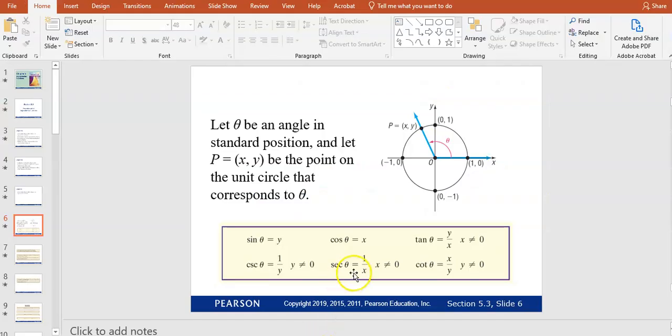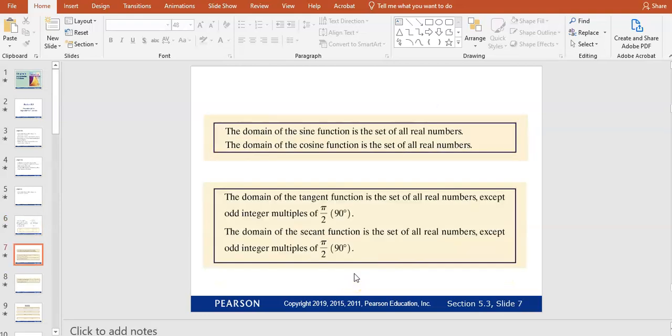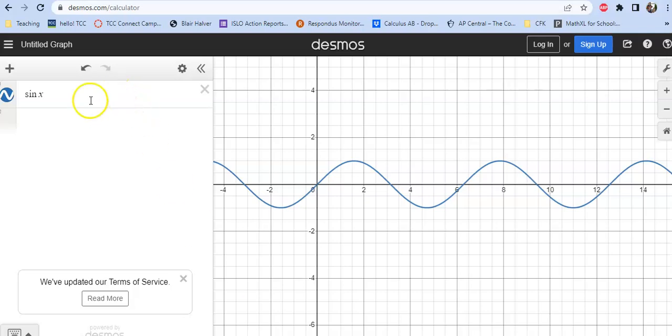Okay. So if we look back here, the domain of a sine function is the set of all real numbers. The domain of a cosine function. So let's do a quick glance of that.